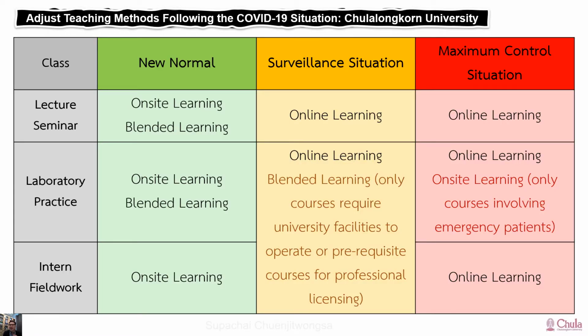At the university level, Chulalongkorn University has already announced how to adjust teaching and learning methods to follow the COVID-19 situation. Like the green one, the new normal, basically COVID-19 is in control. Everything can be on site or online, but the university focuses on blended learning. But when the situation gets worse, things move to online, apart from some courses that really need students to practice in the university, which are exceptions. And the last one, when the university is closed, all courses must be online. So this is the announcement that the university just provided to all the schools.